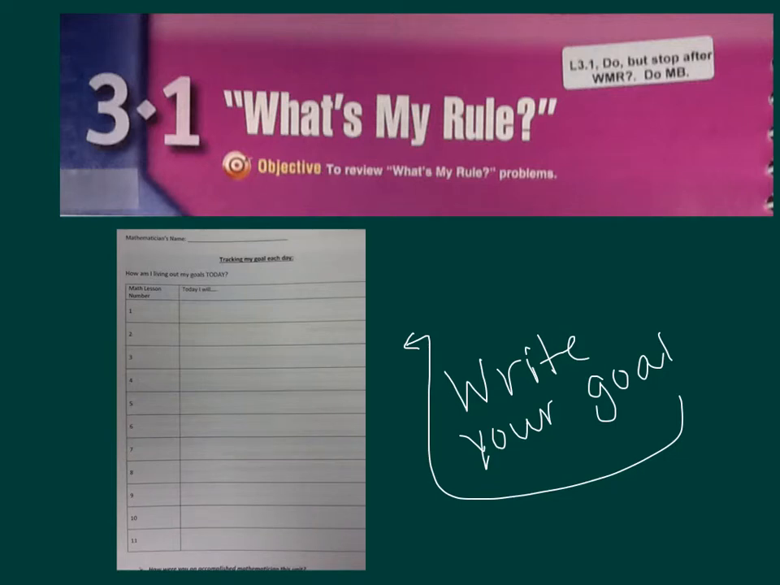Good morning, fourth graders. Today you're doing lesson 3.1, What's My Rule? The goal of this lesson is to simply review What's My Rule problems. At this point you should have written your goal. If you did not, do that now.